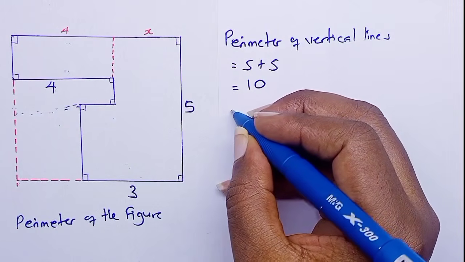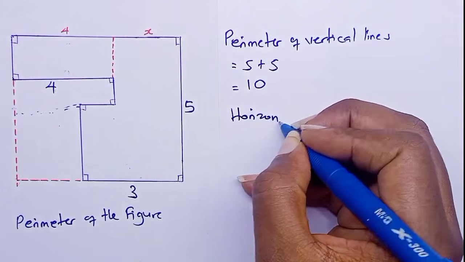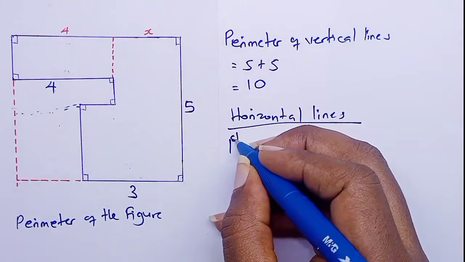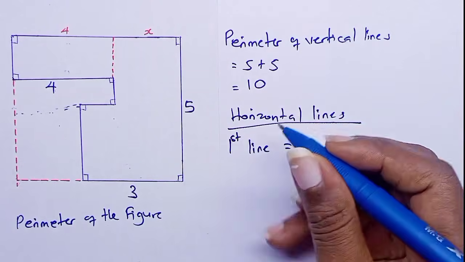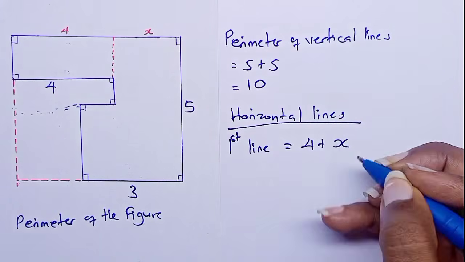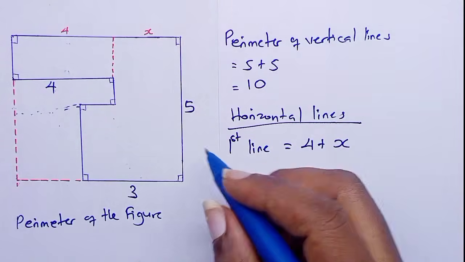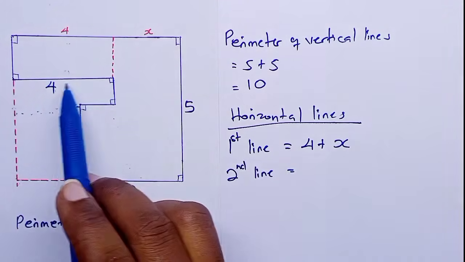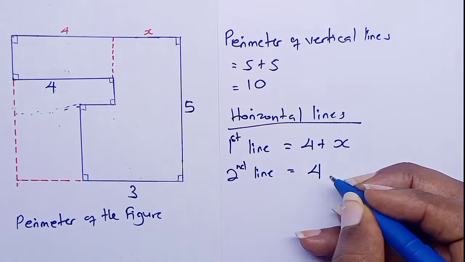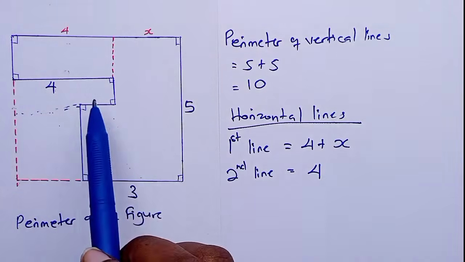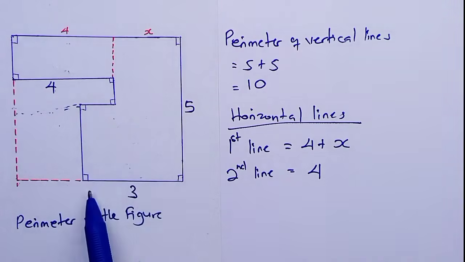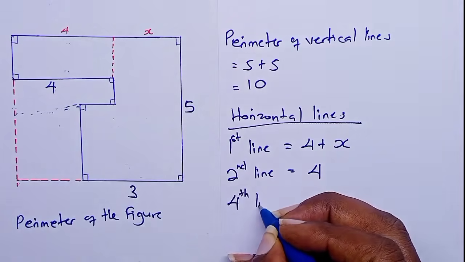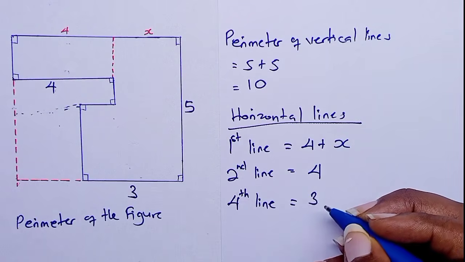So we're looking at horizontal lines. The first line is 4 plus x. Then the second line is this one, which is just 4. Then the third line, we don't know yet. Now the fourth line, we know it, it was given as 3. So the fourth line is 3.